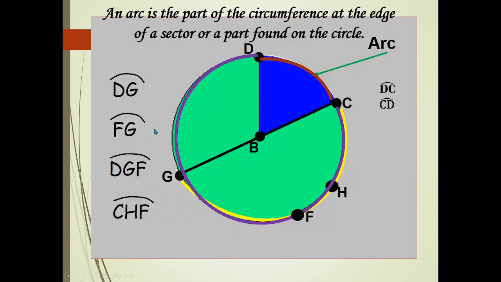So we can use 2 or 3 letters to name an arc. The letters, just like in using 3 letters, must be consecutive in order. And you can name the arc in either clockwise or counterclockwise directions.